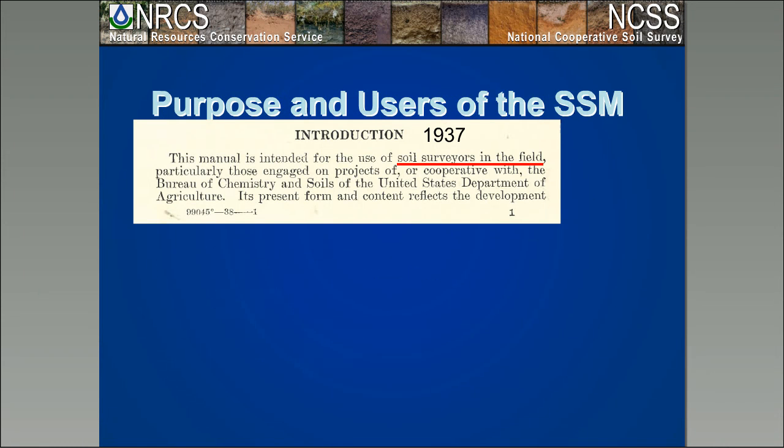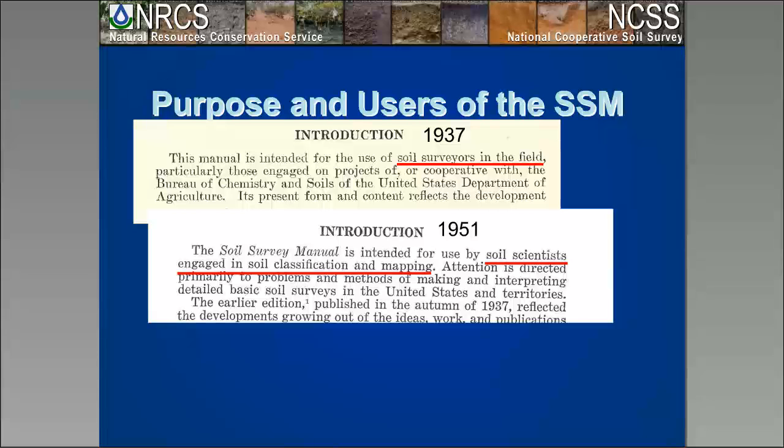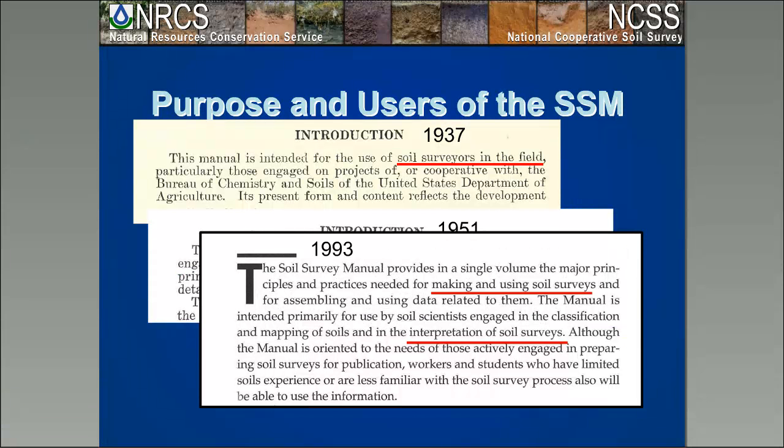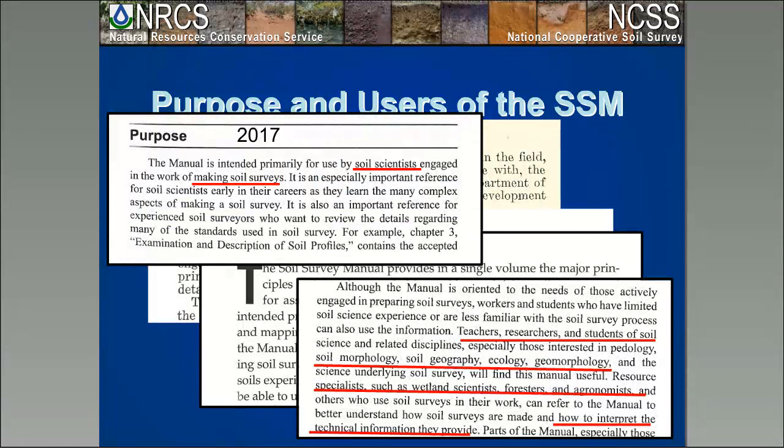and Ken Sheffey will be talking about that in more detail. But before I turn it over to Ken, I wanted to point out that the purpose has really remained fairly constant. So in 1937, the manual was intended for soil surveyors in the field. In 51, it was intended for soil scientists engaged in soil classification and mapping. In 93, again, making and using soil surveys, but now we have an emphasis on interpretations of soil survey.